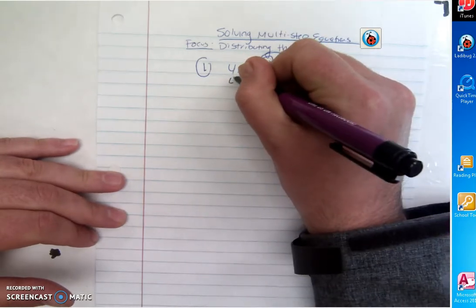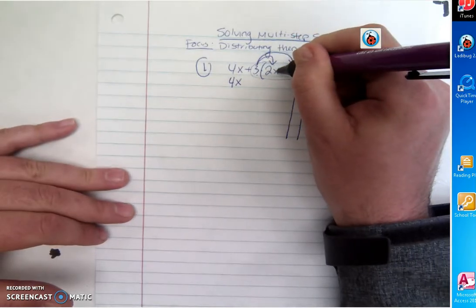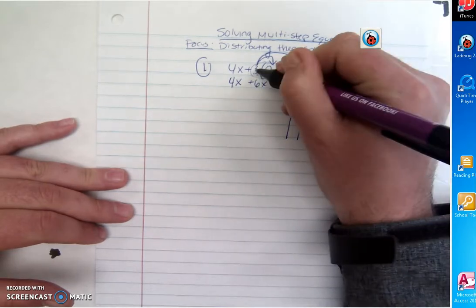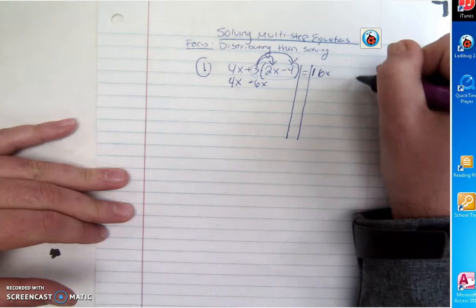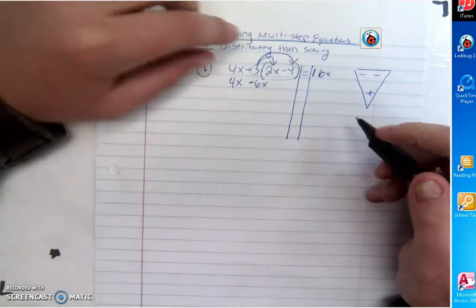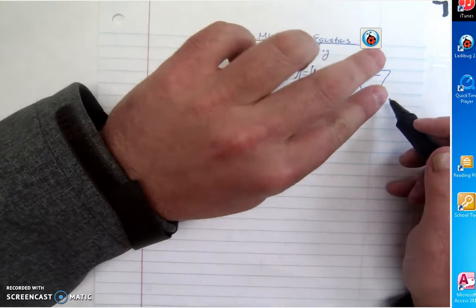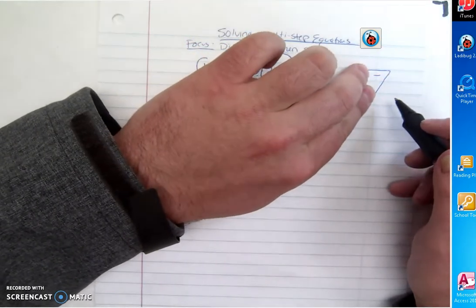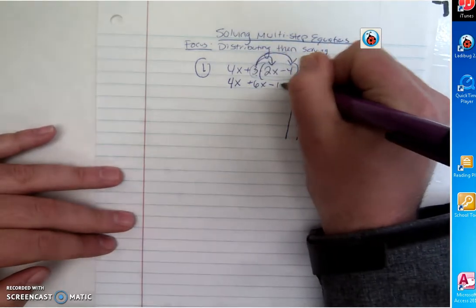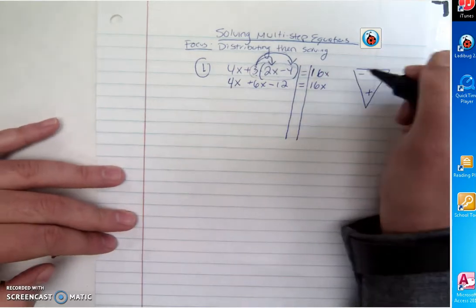First, I want to rewrite the 4x so I don't forget to bring it down. Now let's tackle this. 3 times 2x is going to be 6x. 3 times negative 4, again, if you struggle with multiplying and dividing positives and negatives, use the triangle. You have a positive times a negative. So go over to the triangle and cover up the positive times the negative, and you're going to get a negative. So 3 times 4 is 12. Now bring down your equal sign and your 16x.